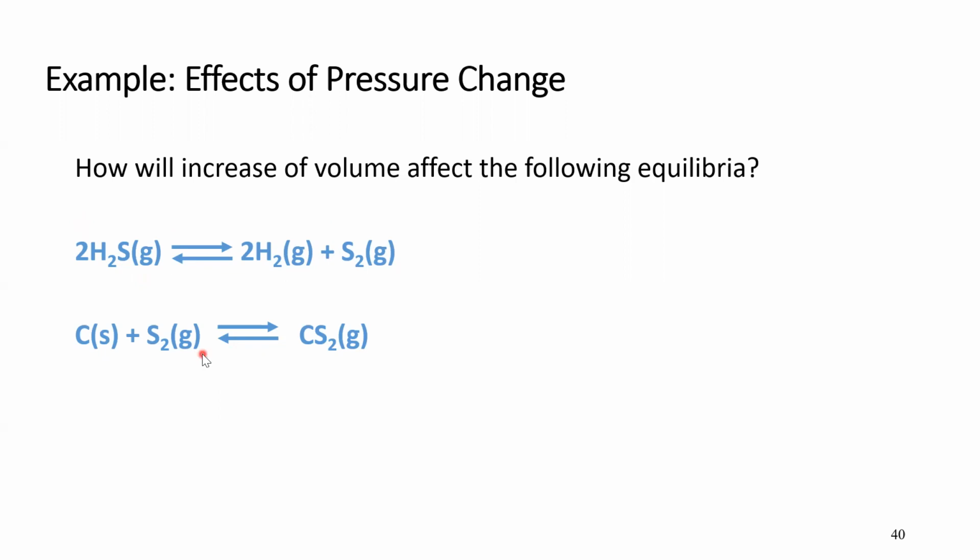Now, the next one is a little bit tricky because it's a heterogeneous equilibrium. What does that mean? Well, carbon's a solid. Pressures don't affect solids. They're not even in K expressions. But we've got a gas here and we've got a gas here. So increasing volume decreases pressure. The system's going to shift to the side that will increase the pressure, the side that has more moles of gas. But for this one, we have 1 mole of gas here and we have 1 mole of gas here. System isn't going to be affected by changing the volume.